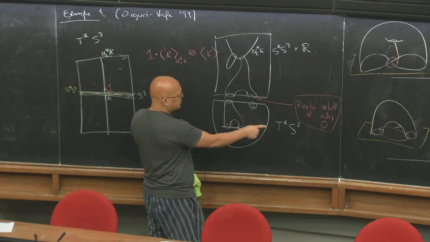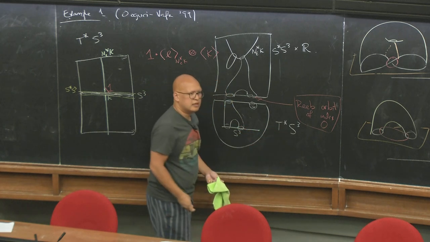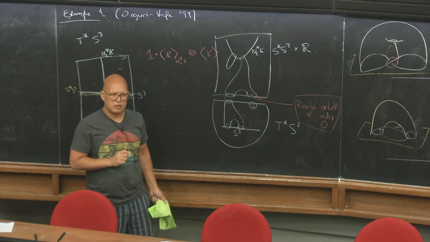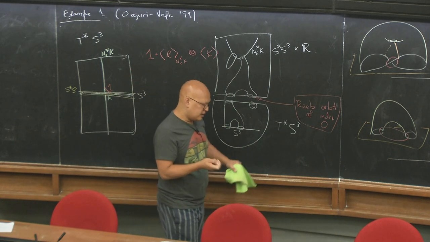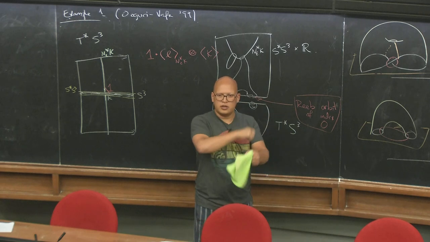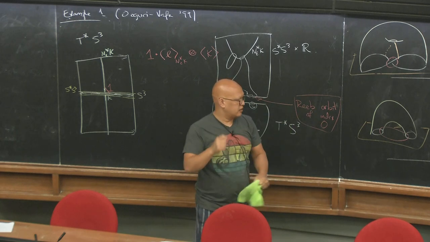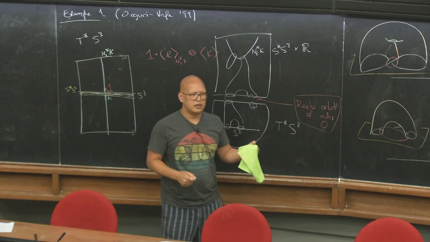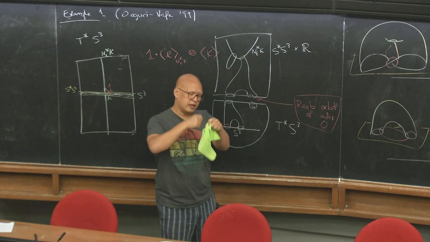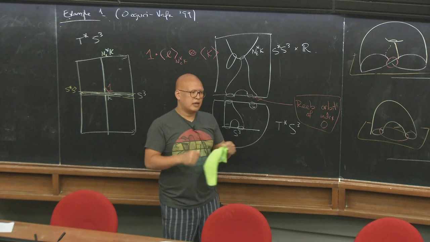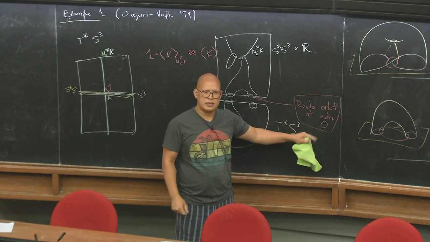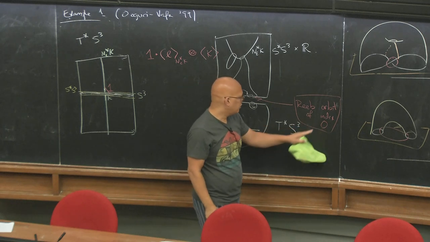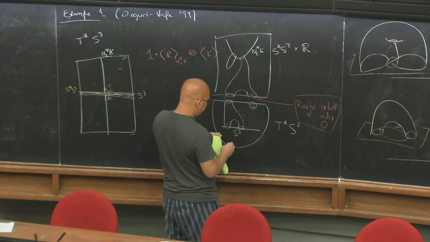And in fact, T*S^3 has the property that it has no Reeb orbits of index zero. This is related to the fact that S^3 is the round sphere: the index of this Reeb orbit is the same as the index of the corresponding geodesic. So Reeb orbits for a metric are more or less the same as geodesics. The geodesics of the round sphere all come in families, so the minimum index is something like 2. Anyway, there are no such things.